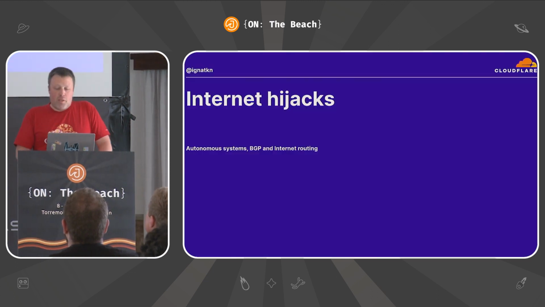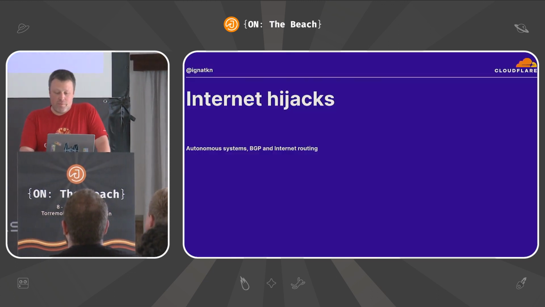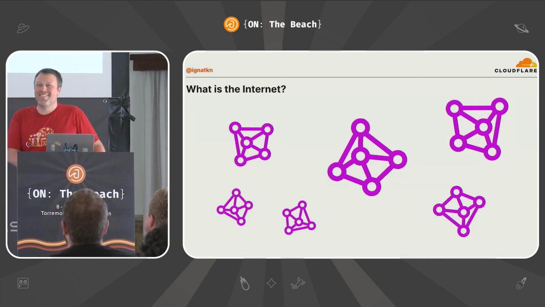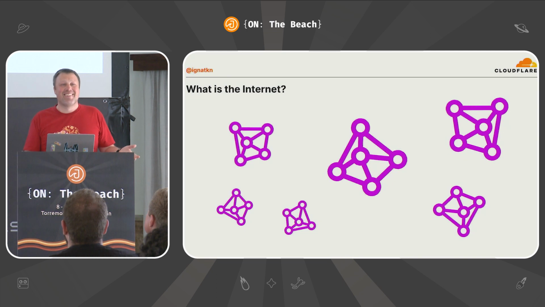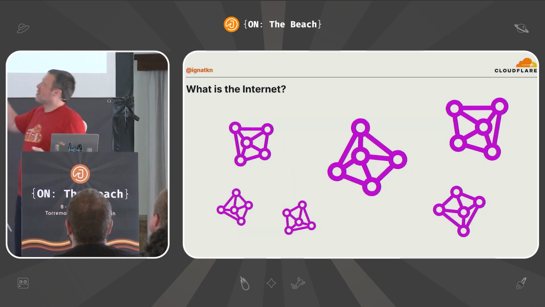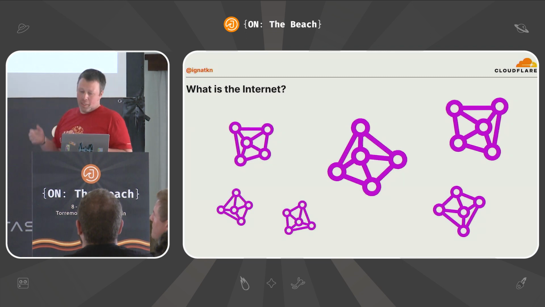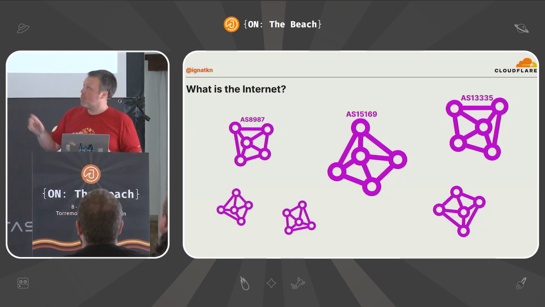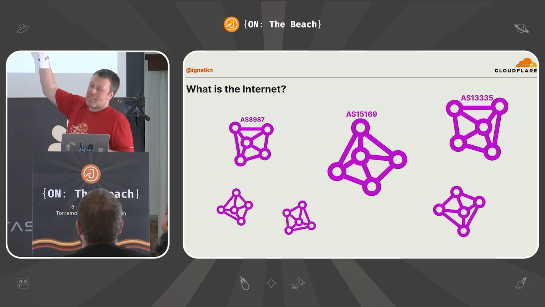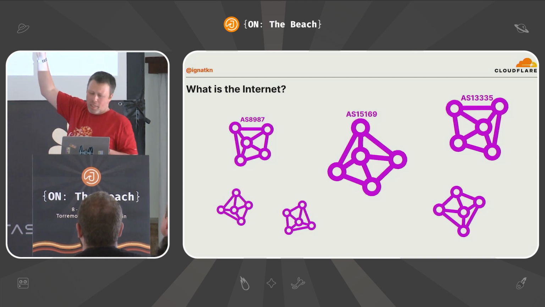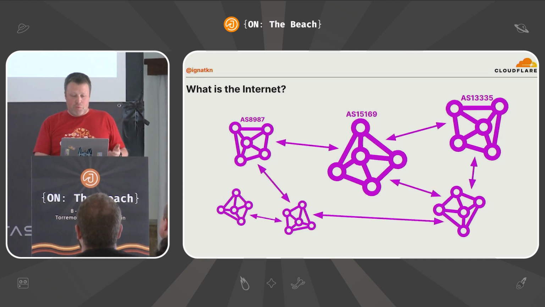Now let's talk about internet hijacks. So who knows what the internet is? The internet is a network of networks. And these networks are called autonomous systems, and they're designated by a special number. For example, this is a Cloudflare network, this is, I think, Google or Amazon. And these networks exchange traffic.